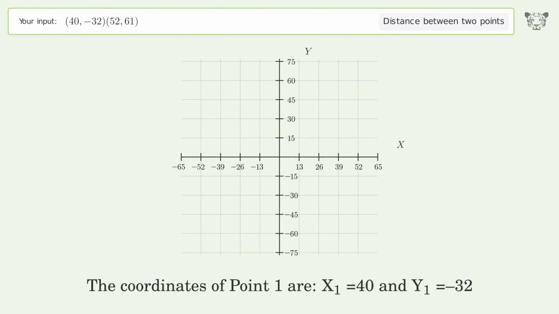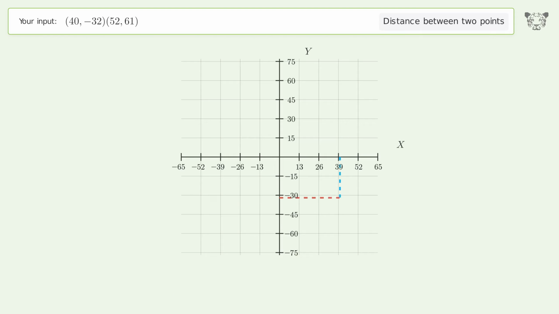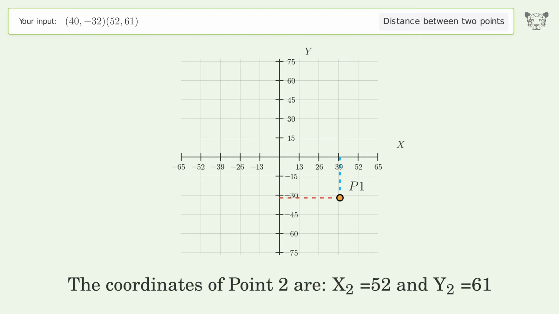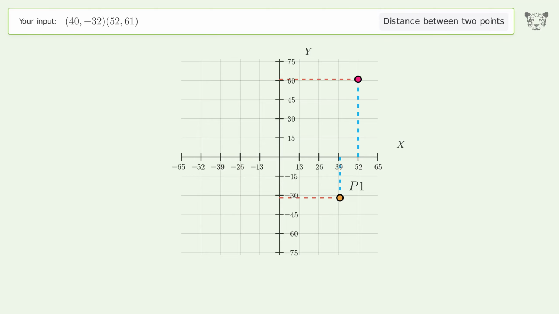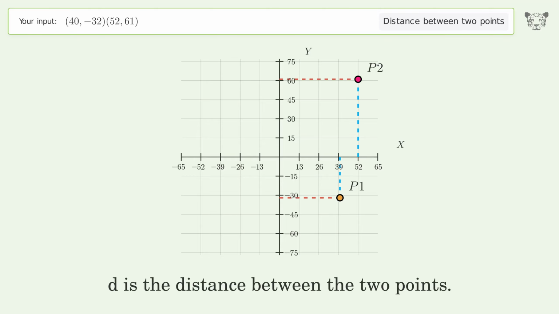The coordinates of point 1 are, x1 equals 40 and y1 equals negative 32. The coordinates of point 2 are, x2 equals 52 and y2 equals 61. D is the distance between the 2 points.